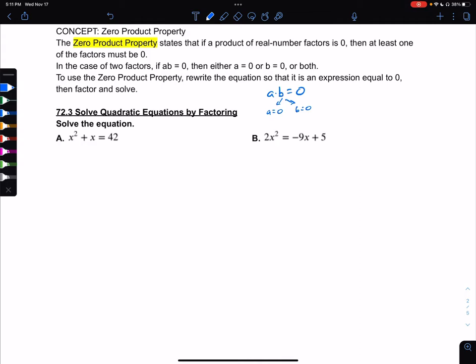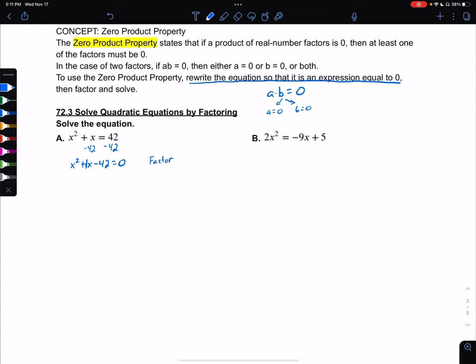To use the zero product property, remember to rewrite the equation so there's an expression equal to 0. Meaning in part A, I can't have this equal to 42. I need to bring this 42 to the other side. So now I have x squared plus x minus 42 is equal to 0. And now I can use the zero product property. So once we've rewritten that equation, you would then factor and solve. So we have a 1 here.